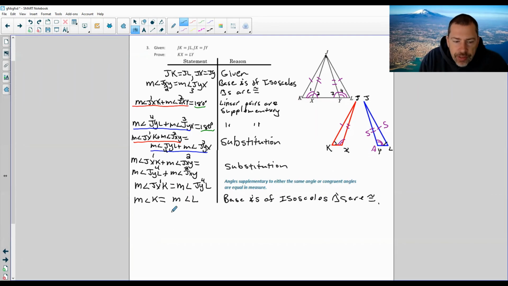Now I have two angles and a side. So now I can say triangle JXK is congruent to triangle JYL by angle, angle, side. And we're finally done. Prove XK equals LY. Corresponding parts of congruent triangles are congruent. Or if you prefer, corresponding sides of congruent triangles are congruent. Okay, we had angle, angle, side. We knew the two triangles are congruent. Therefore, every corresponding part is congruent. Therefore, we can now say this is congruent to that.